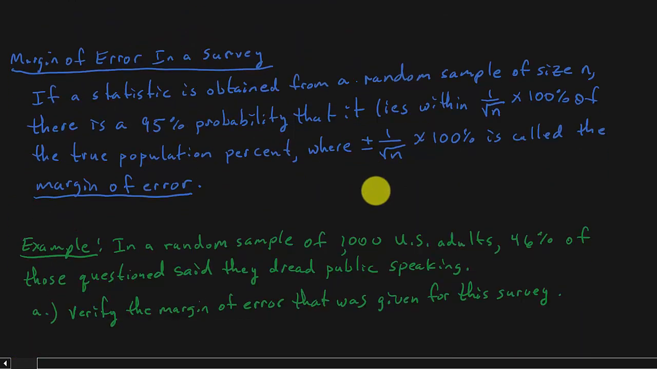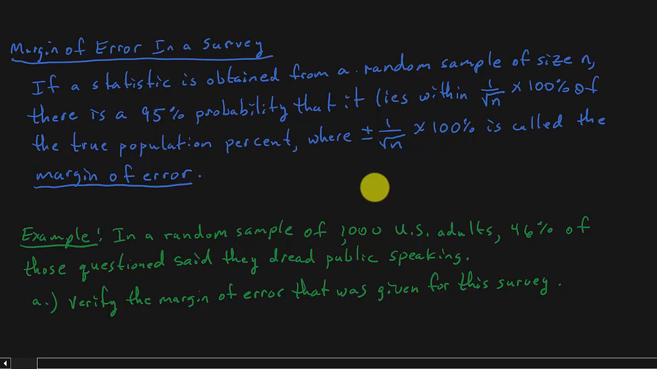Now let's talk about margin of error. And we're almost finished, so just hang in there. It says if a statistic is obtained from a random sample of size n, there is a 95% probability that it lies within 1 over the square root of n times 100% of the true population percentage, where plus or minus 1 over the square root of n times 100% is called the margin of error.